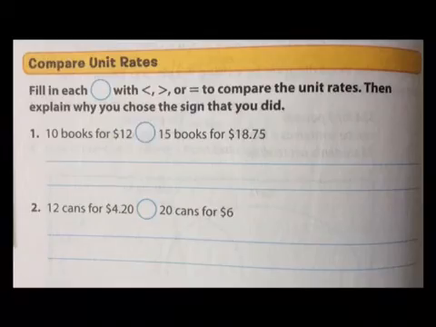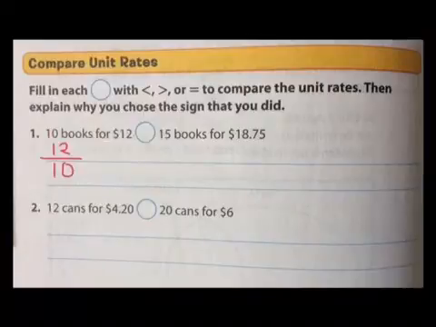And finally, we're going to compare. Fill in the blank with less than, greater than, or equal to compare the unit rates. Then explain why you chose the sign that you did. Okay, so we have 10 books for $12. How much is each book? I can write it into a fraction, and I'm going to divide the number of dollars by the number of books so I can figure out how much is 1 book. This is what I want to bring down to the unit rate. How much is 1 book? So I have my $12 divided by 10, and that's just going to move my decimal place over by 1, as you already know. So that means it's $1.20 per book, right?